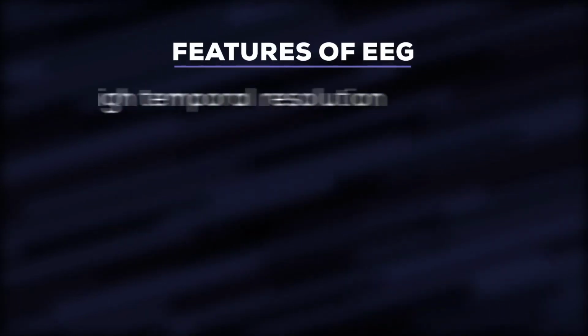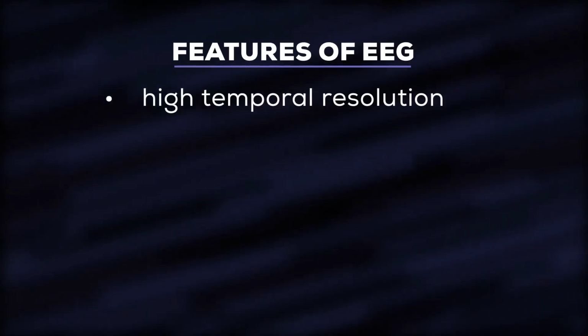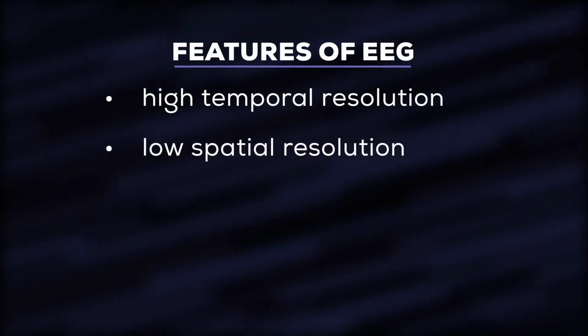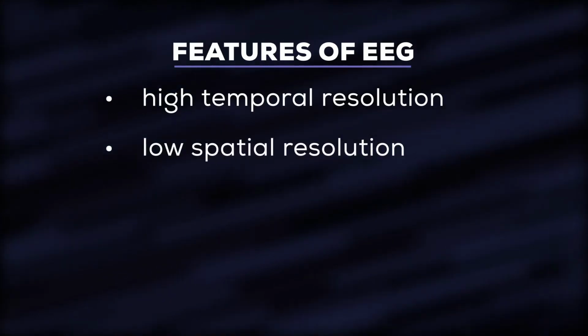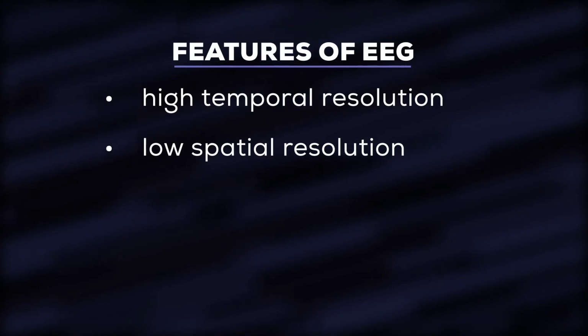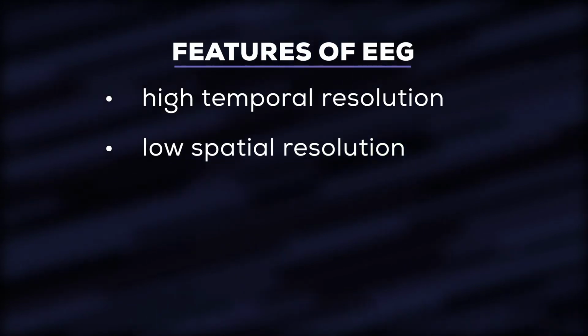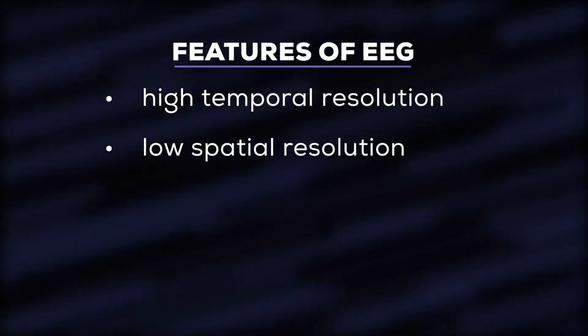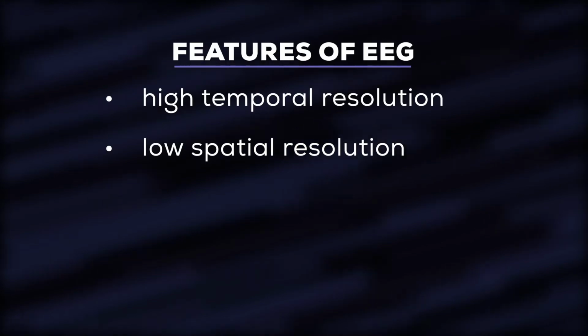EEG data has a high temporal resolution. However, its spatial resolution is quite poor. So while EEG data can be used with a high degree of accuracy to detect when a neural event has occurred, it cannot be as easily used to determine where it occurred.